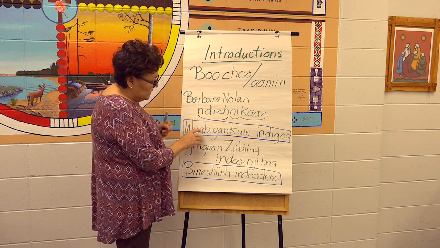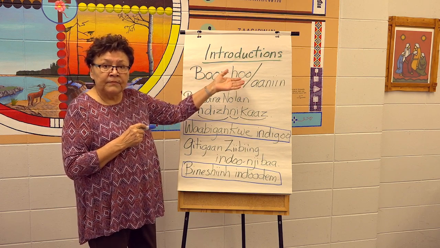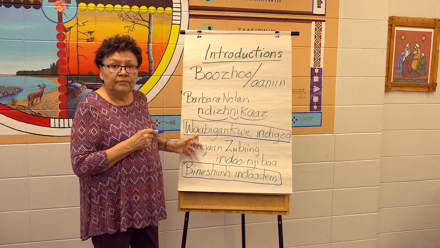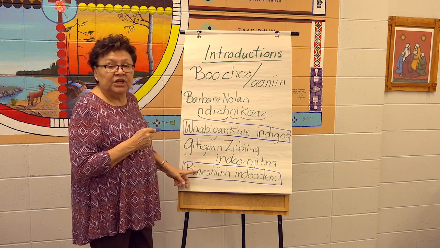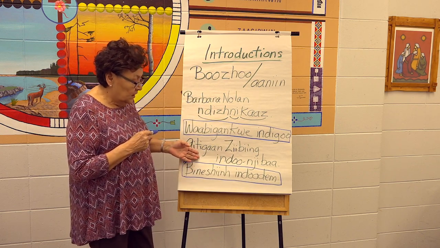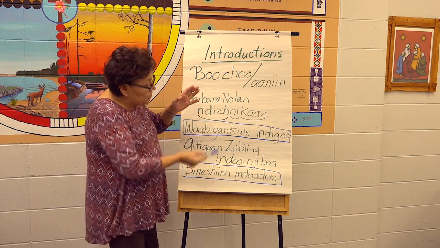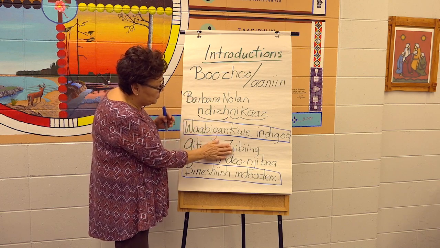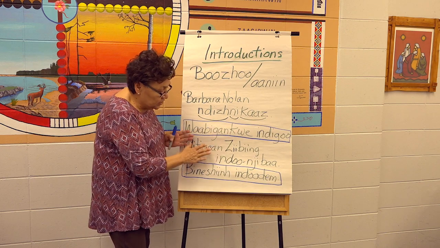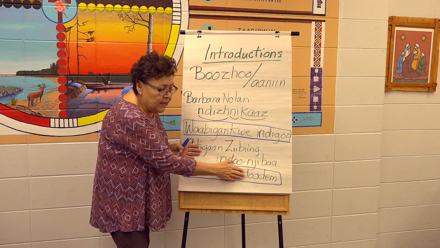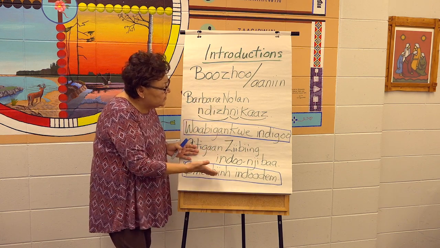So we can start off with this. Boozhoo, Anin. Wabagunkwe Ndigo, Barbara Nolan Dishnikas, Bineshi Ndodem, Kitigan Zibing Ndonjiba. So you can switch it whichever way you want, but the first part tells you your name and who you are. The second part is where you're from, and it tells you who your clan is. Okay? So it's fairly simple.